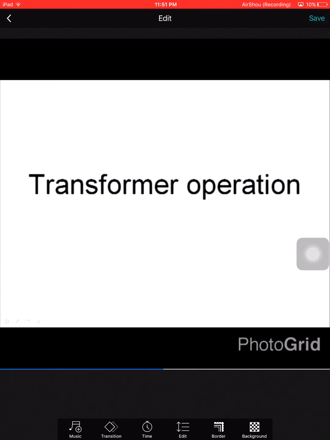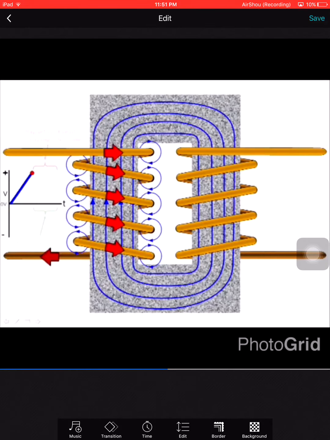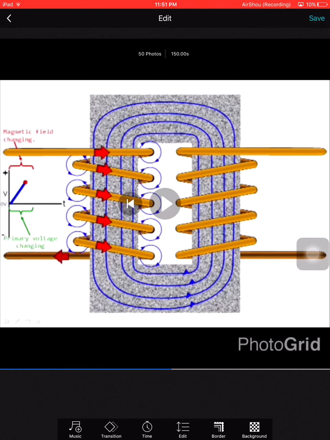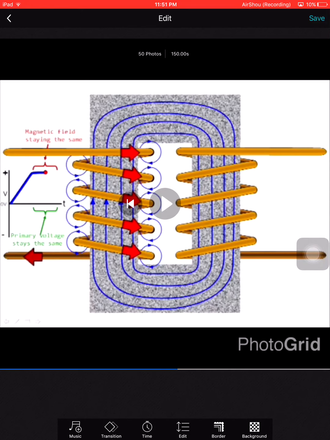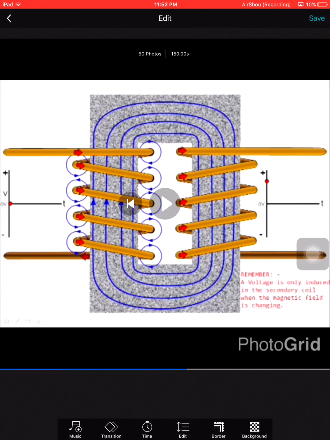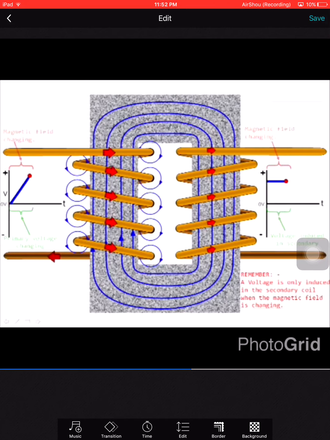Transformer operation. In the primary coil, when the primary voltage is changing, the magnetic field also changes with it rapidly. But when the voltage stays the same, the magnetic field around it also stays. This is due to the same voltage in the primary and the secondary circuits. Remember, a voltage is only induced in the secondary circuit when the magnetic field is changing.